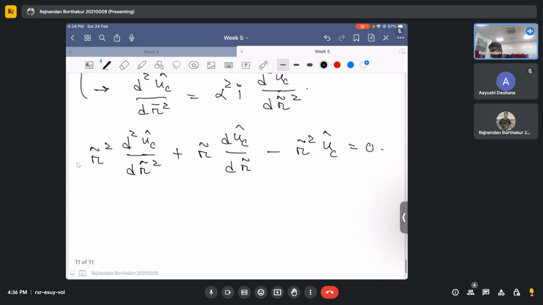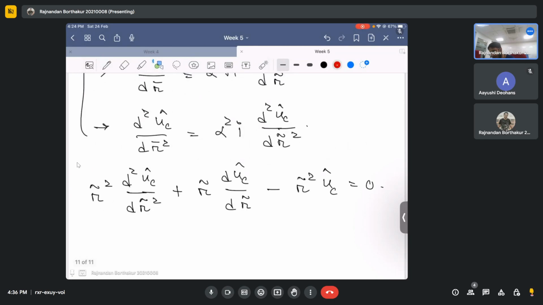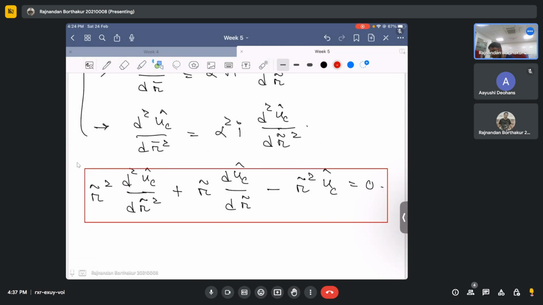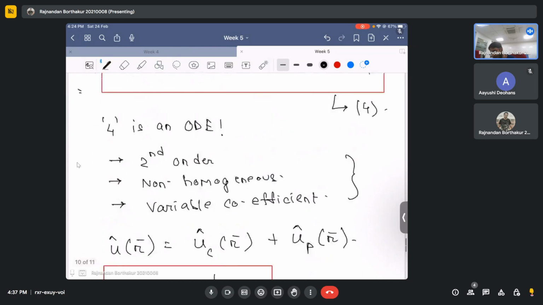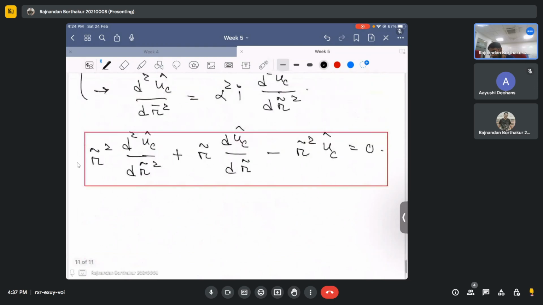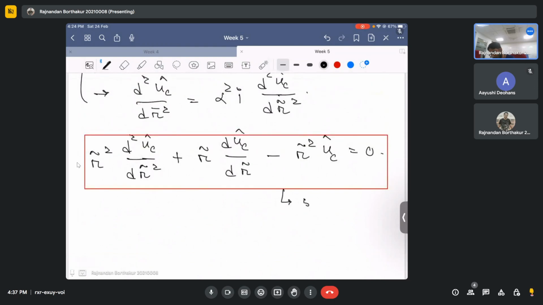Now we will see what you already told a few minutes back. So this is the simplified equation after doing all those change of variables that we basically did. Let's name this equation 5.